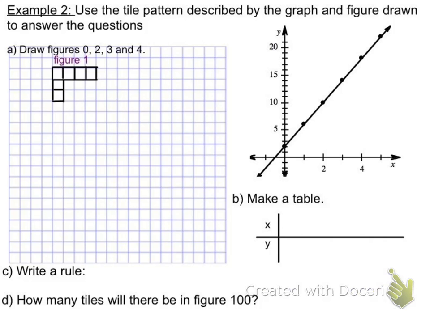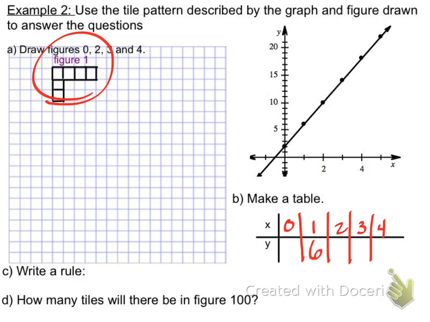Now, the next example. The next example gives us different clues. Notice in this example that we are given one picture, figure 1, and we're given a graph, and we have to do all the other representations. So I always recommend students start with a table. We know our table is going to have figures 0, 1, 2, 3, and 4 because those are the ones they want us to draw. Now I look at the other clues and I think about, what else do I know? Remember, Y is tiles. So I notice that I have figure 1 drawn, so I could count the number of tiles, there are 6, and put that in the table.